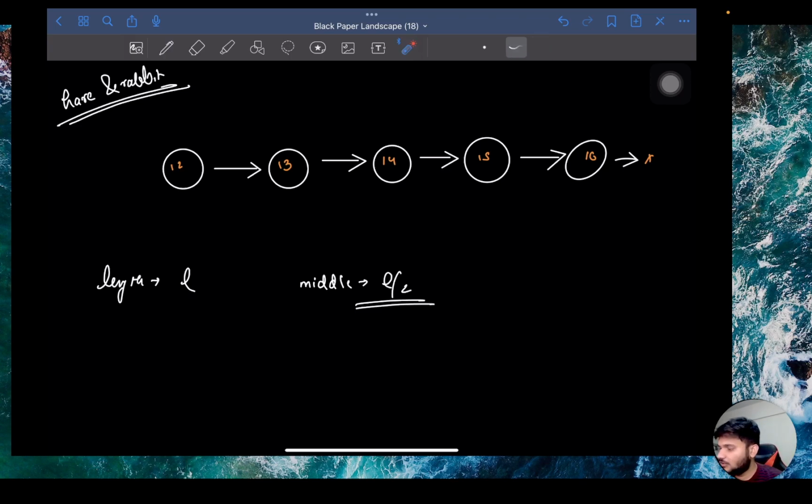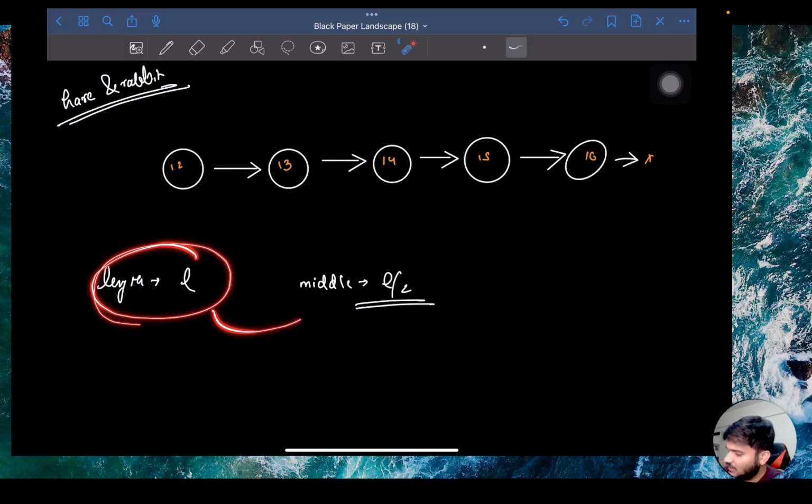Okay. Now this problem can be very easily solved using the hare and rabbit approach, right? Why the hare and rabbit approach? Because the mapping between the length and the middle node is kind of like 1:2, half kind of a thing.